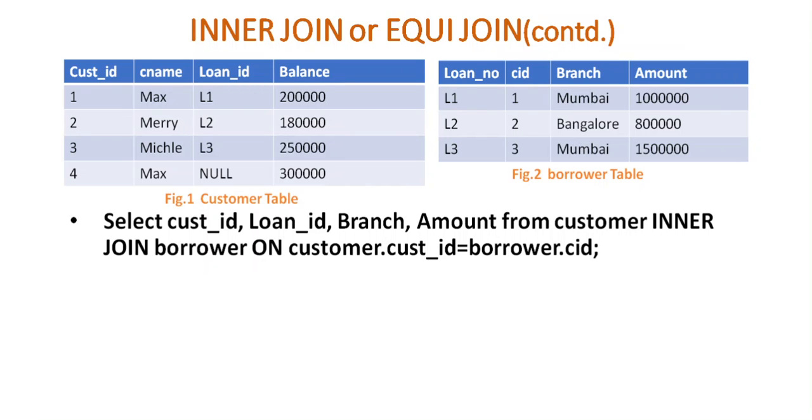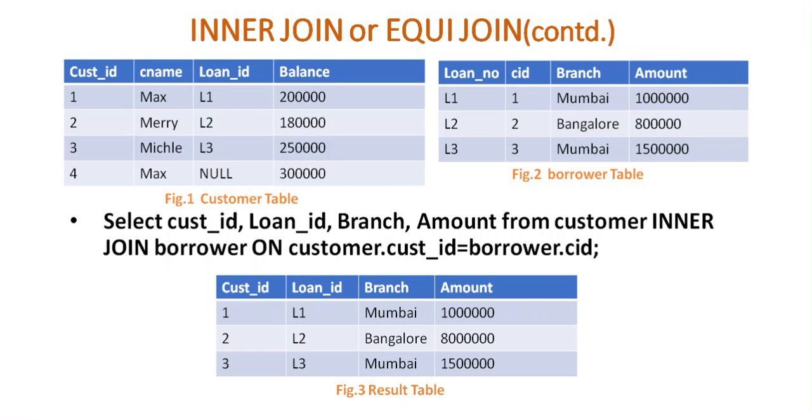Now what will be the result of this query? The result will be customer ID, loan ID, branch and amount. The resultant table will consist of these four attributes because we have mentioned these attributes in the query itself. And then we are performing equality operation, or we are comparing customer IDs of both the tables. So it will give the information about only those customers where IDs are matched.